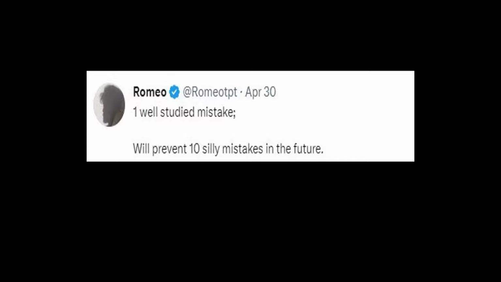Hey everyone, let's get straight into the topic without any delay. One well studied mistake will prevent 10 silly mistakes in the future. To me, a proficient trader is merely someone who has learned from their mistakes. They comprehend every facet of the trading model, including its strengths and pitfalls.